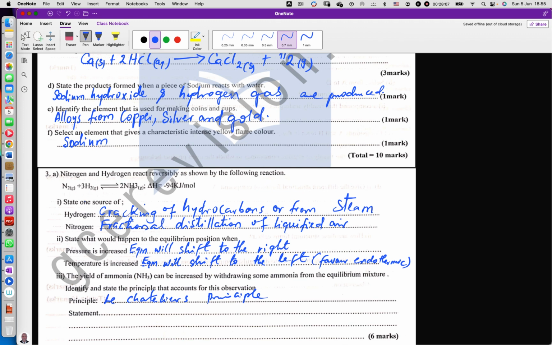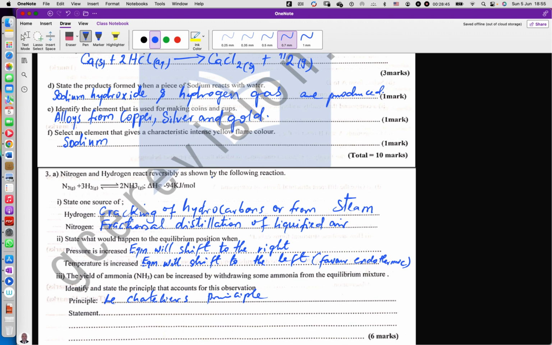Then state one source of nitrogen. Nitrogen is found in the air, and you know it very well. So nitrogen in the air, we can only get it from fractional distillation of liquefied air. That's where you can get nitrogen.